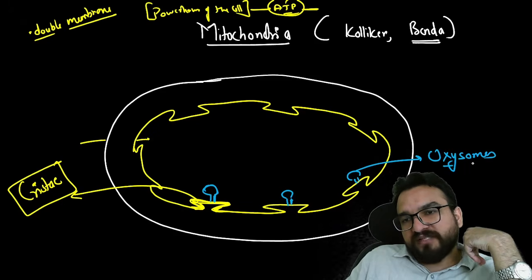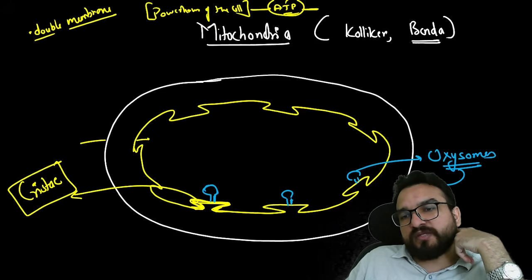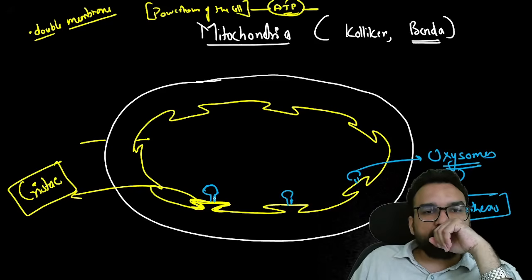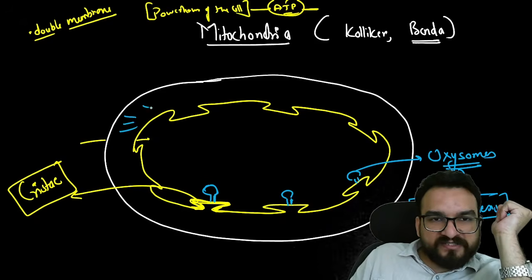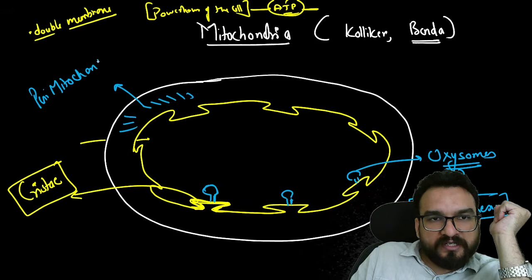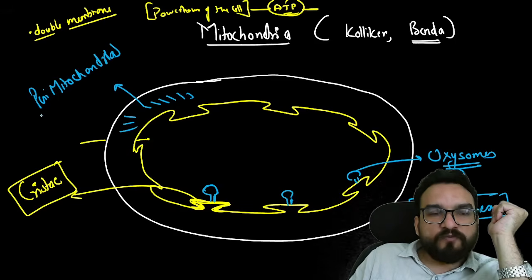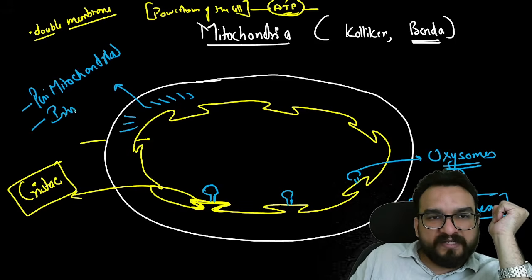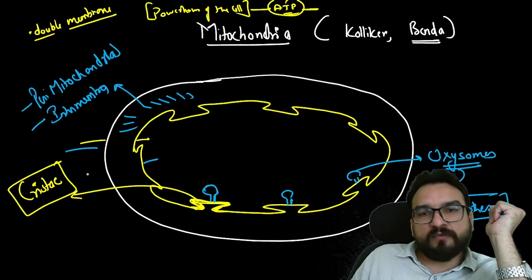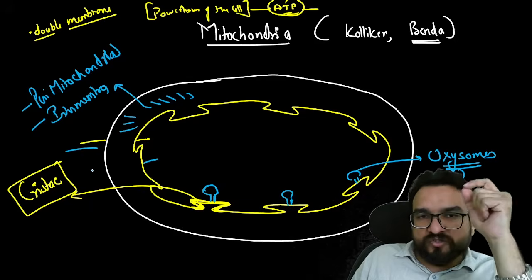In these oxysomes the ATP synthesis process actually happens. Where is ATP made? It is made here. And the space between is known as the mitochondrial space or perimitochondrial space. In some places you will find it written as intermembrane space. This is also right. This is the cristae, this is the inner membrane, and this is the outer membrane.